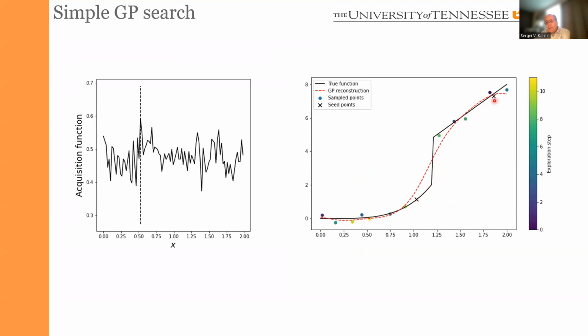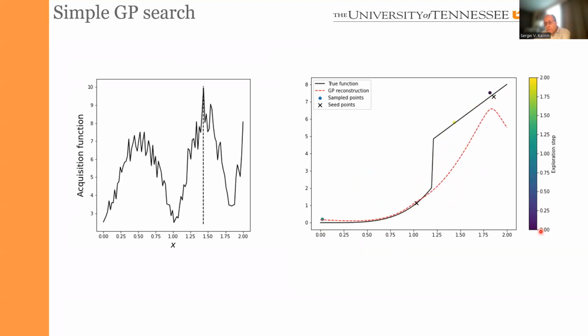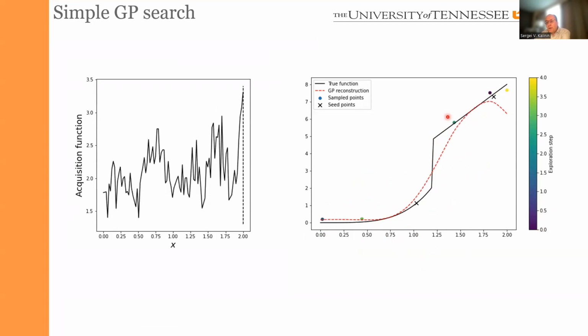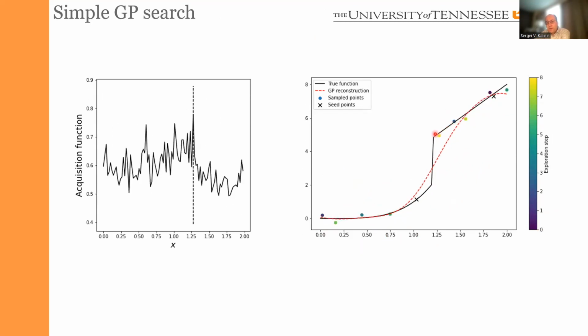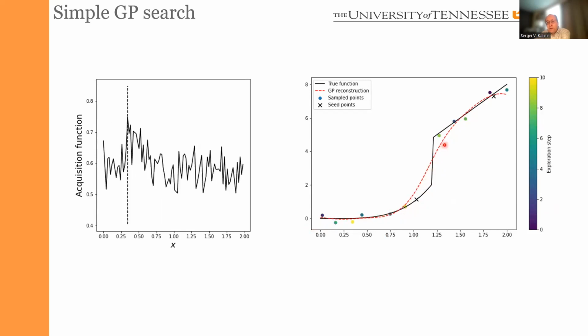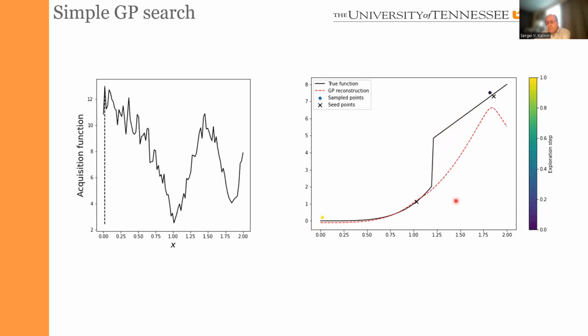The crosses are initial measurements. The dots that appear are our automated experiment. So we try to discover this black function. And the red is the GP reconstruction.